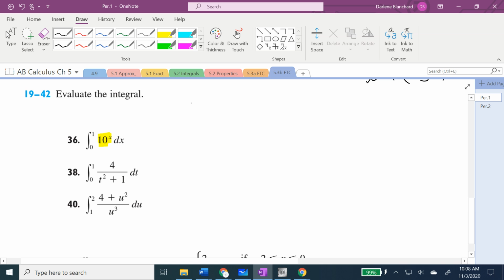The antiderivative of 10 to the x is 10 to the x, good, yes, and then divided by the natural log of that base. When I take the derivative, I get the exponential function times the natural log of the base. But when I integrate, instead of multiplying by the natural log of the base, I divide by the natural log of the base. I'm going to put in a plus c for the sake of it. And then I'm evaluating from 0 to 1.